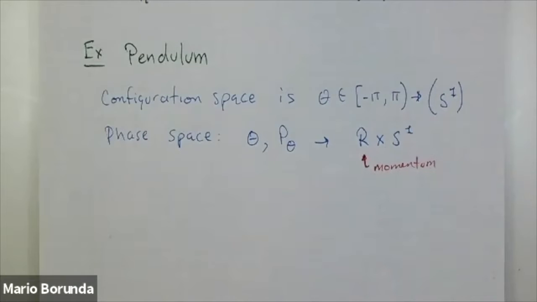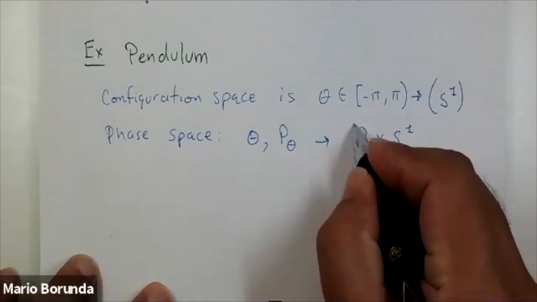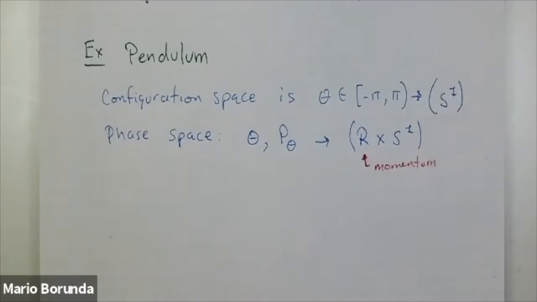So looking at it, the phase space is now this two-dimensional thing. Looking at it, this is a circle, right? And like you said, this momentum is not bound. So instead of having a circle, you have a cylinder. Awesome. Does that make sense?